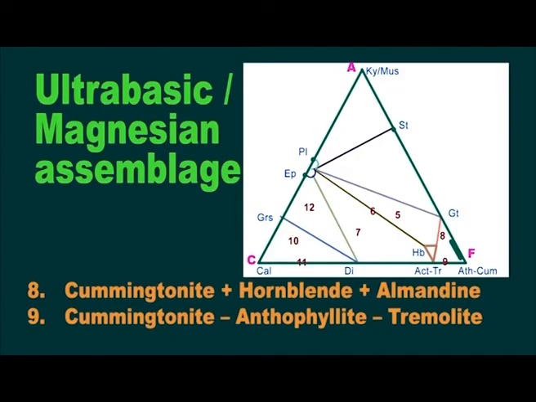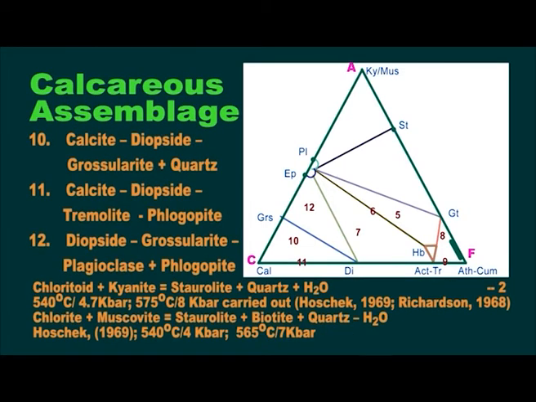Ultrabasic or magnesium assemblages. Number 8, cummingtonite plus hornblende plus almandine. Number 9, cummingtonite, anthophyllite, tremolite. Calcareous assemblages. Number 10, calcite, diopside, grossularite plus or minus quartz. Number 11, calcite, diopside, tremolite plus or minus phlogopite. Number 12, diopside, grossularite, plagioclase plus or minus phlogopite.